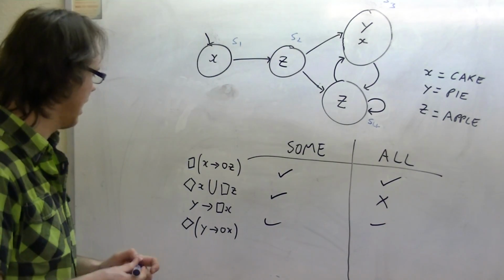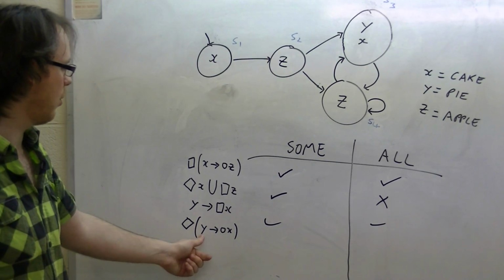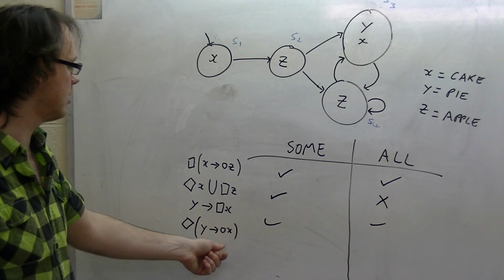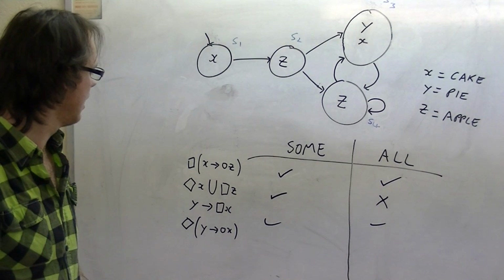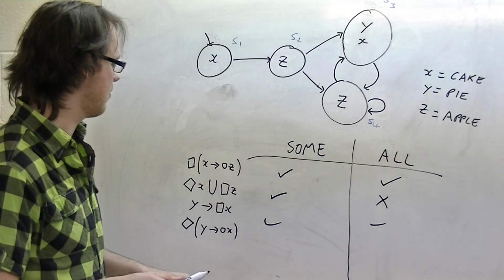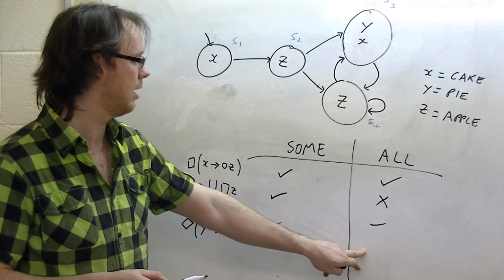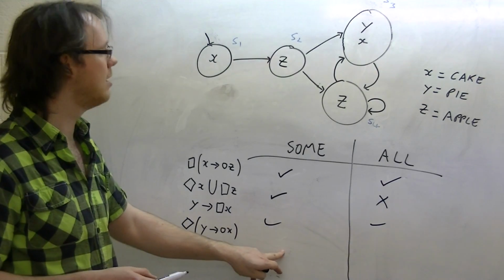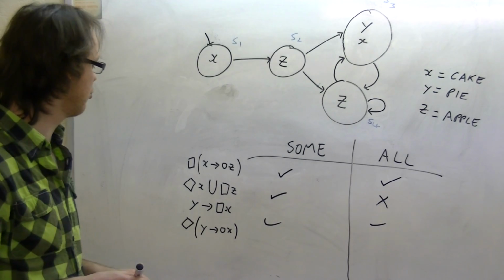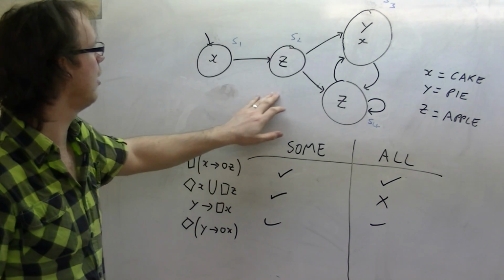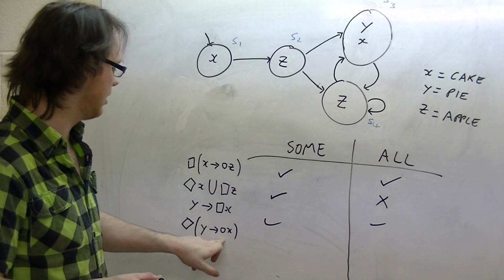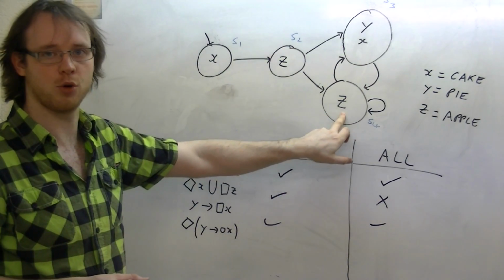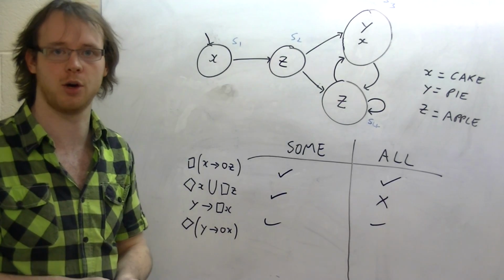Now the next one, eventually Y implies, on the next state, X. Now, let's try and find a path where this is true. Well, the only path where Y holds is S3, and X isn't true in S4, which means there is no path where this can hold.